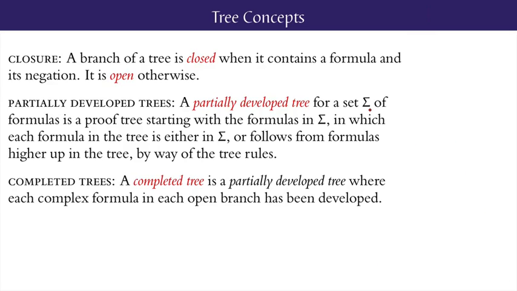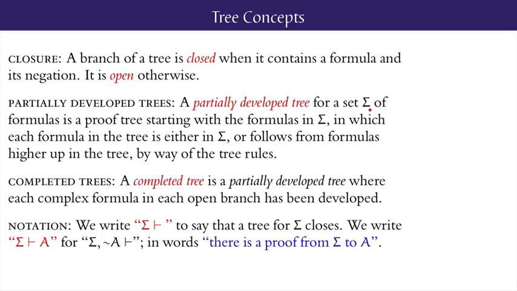A completed tree is a partially developed tree in which each complex formula in each open branch has been developed. And we write sigma with a single bar turnstile to say that a tree for sigma closes. It means that the set sigma is inconsistent. And we write sigma turnstile A for sigma and not A with a turnstile, because this is the tree we'd use to check if the argument from sigma to A is valid.